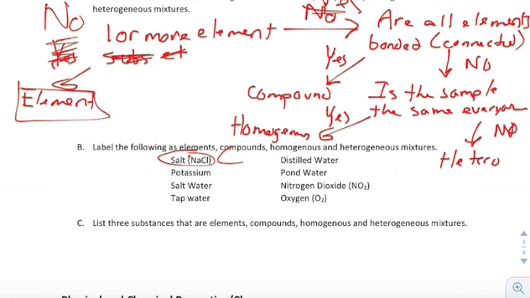So now I look at distilled water. Is there one or more element? Well, water is H2O, so yes. Are all the elements chemically bonded? Yes, H2O, and there's nothing else in it, so I would say distilled water is also a compound. So this is what you do: you go through all of these things and label them elements, compounds, homogeneous and heterogeneous mixtures.